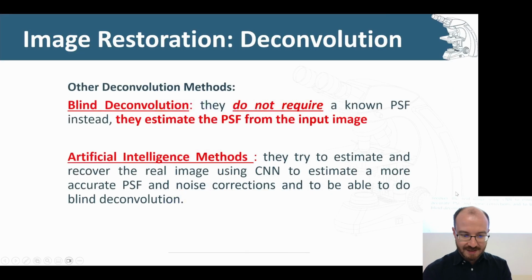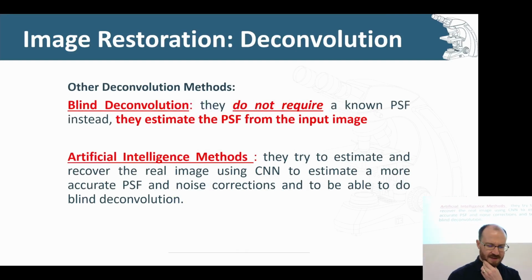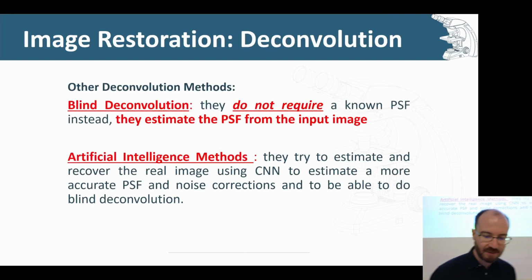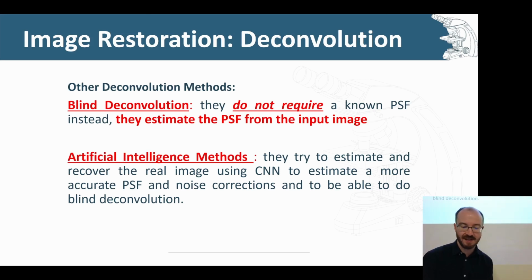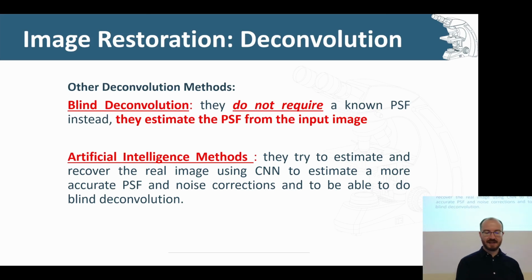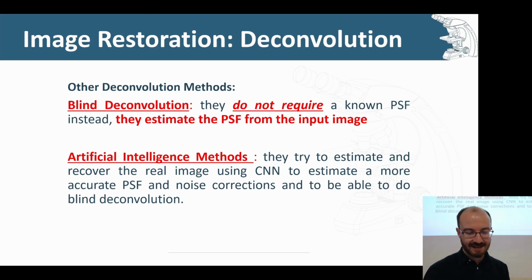Okay, so back to the slides. I just mentioned this, but some other ways you can do this is blind deconvolution, where you don't actually have a point spread function. You estimate the point spread function directly from the input image. Generally this doesn't produce good results, not surprisingly, but it is a method that's available.